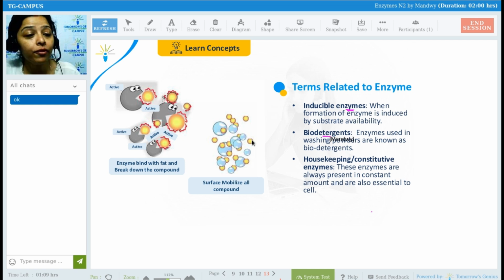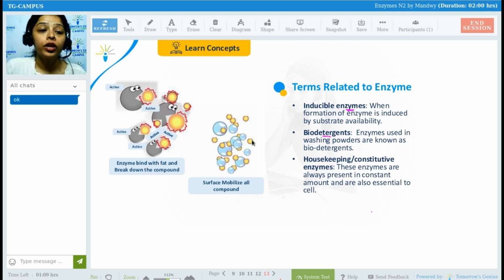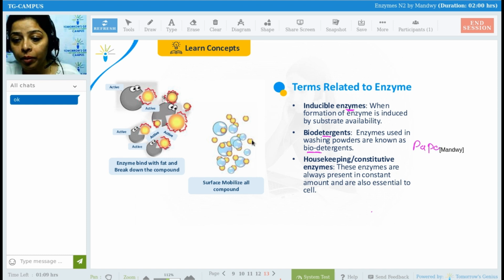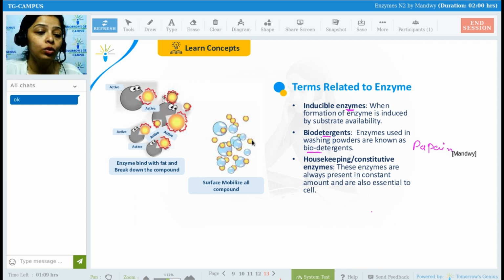Biodetergent. If enzymes are used to wash or remove stains, or if we are using any enzyme as a washing powder, then this type of enzyme is called a biodetergent. For example, pepane. We use pepane as a stain cutter.